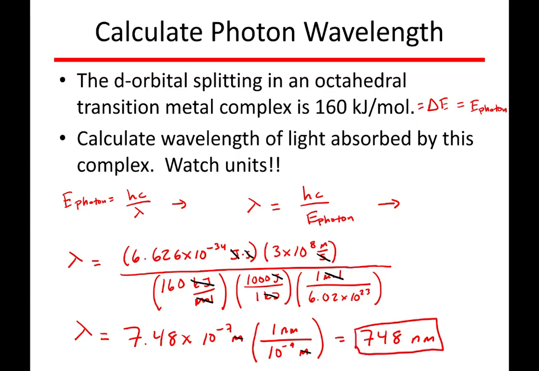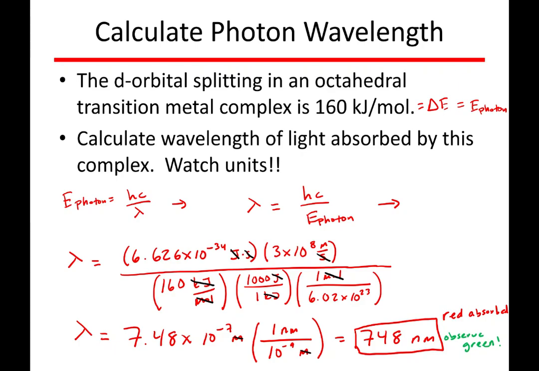For the sake of completeness, I will mention here that if you were to look at the visible spectrum, you would see that a wavelength of 748 nanometers is a red color. So red light is going to be absorbed, meaning that you would observe the complementary color, which is green. So you would observe green. And you're able to determine all of this by knowing the crystal field splitting by using the equation E equals hc over lambda to convert the crystal field splitting into a wavelength of absorbed light. Then you can use the color wheel to tell you what color is going to be observed.